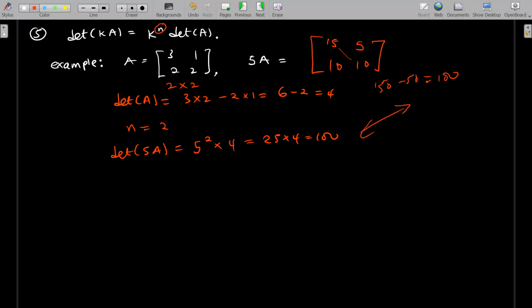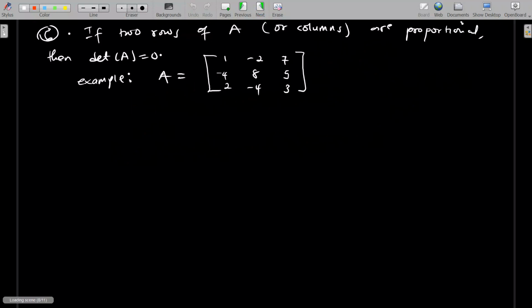And that is what the property is saying, that if you have a scalar multiplying each entry of A, then the determinant of the scalar multiple of the matrix is equal to the scalar to the power of the dimension times the determinant of the original matrix. Okay. The sixth property is saying that if two rows or columns of A are proportional, then the determinant of A is equal to 0.